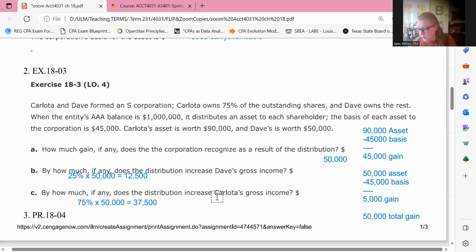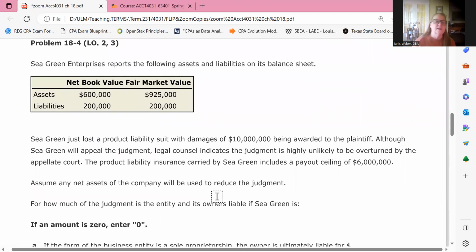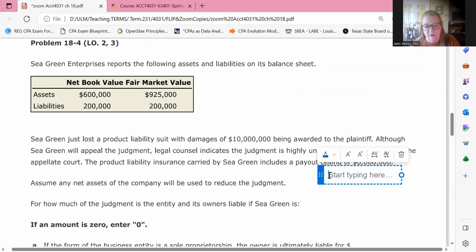All right. The other one that we're going to do is problem number 18.4. This one had some strange wording, but it's still helpful to work through it, I think. All right, so this one said, Sea Green Enterprises reports the following assets and liabilities on its balance sheet. Sea Green just lost a product liability suit with damages of $10 million being awarded to the plaintiff. Although Sea Green will appeal the judgment, legal counsel indicates the judgment is highly unlikely to be overturned by the appellate court. The product liability insurance carried by Sea Green includes a payout ceiling of $6 million. That leaves a whopping $4 million uncovered.